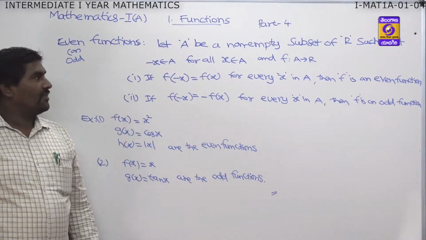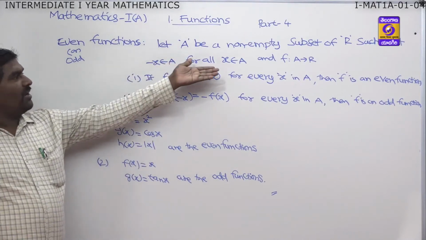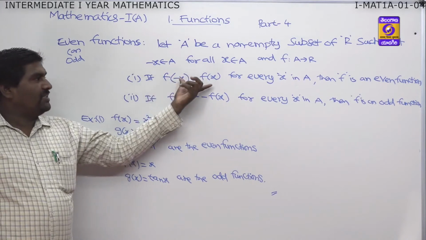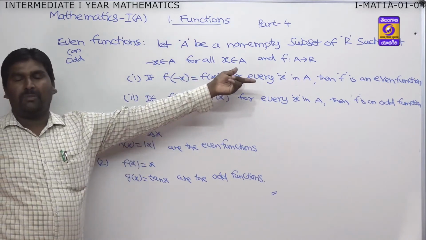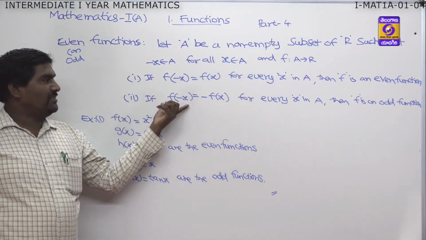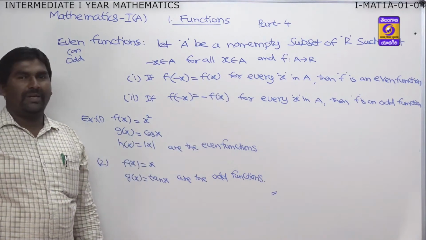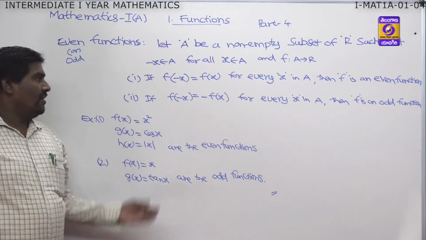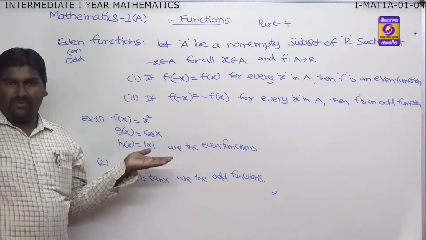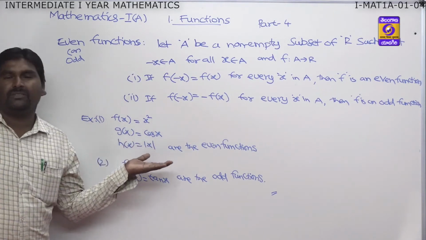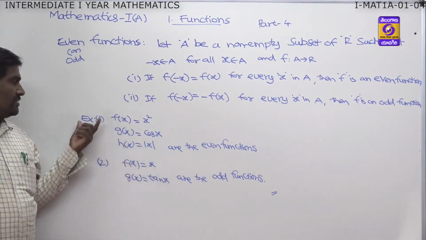f అనే ప్రమేయము A నుంచి R కు నిర్వచిస్తాము. f of minus x is equals to plus f of x అయినట్లయితే f ను సరి ప్రమేయం అంటాము. f of minus x is equals to minus of f of x అయినట్లయితే f ను బేసి ప్రమేయము అంటారు. సరి బేసి ప్రమేయాలకు ఉదాహరణ చూద్దాం. So what about the even functions? What about the odd functions?